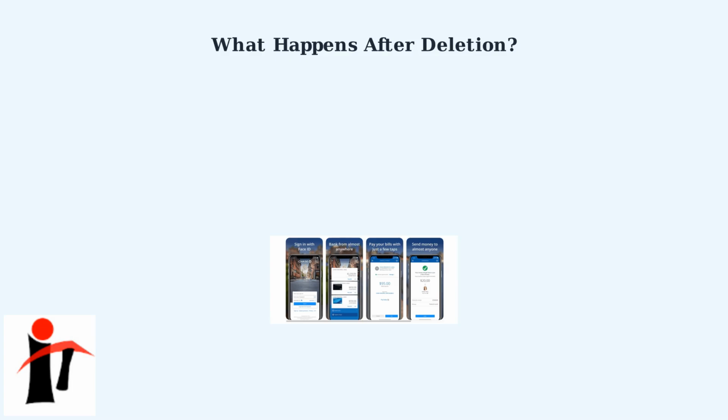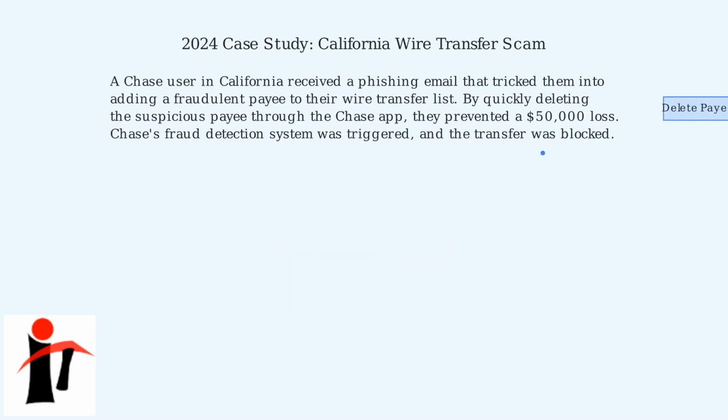In 2024, a Chase user in California fell victim to a sophisticated phishing scam where fraudsters tricked them into adding a fake payee to their wire transfer list. Recognizing the suspicious activity, the user immediately deleted the fraudulent payee using the Chase mobile app. This quick action prevented a potential $50,000 wire transfer loss.